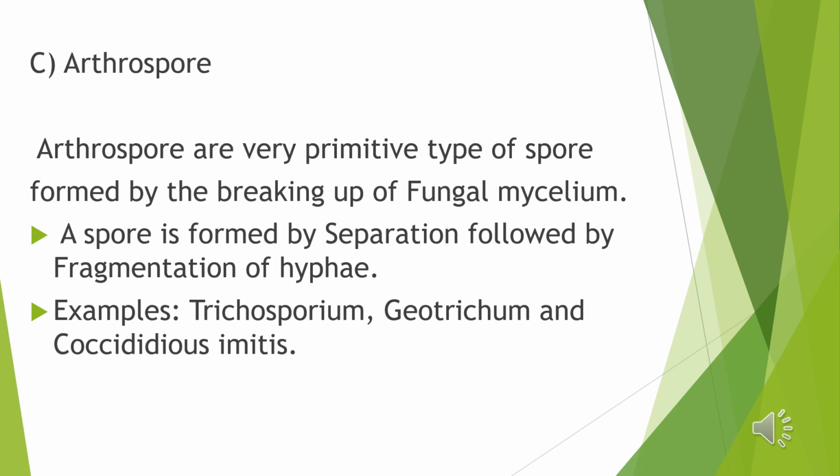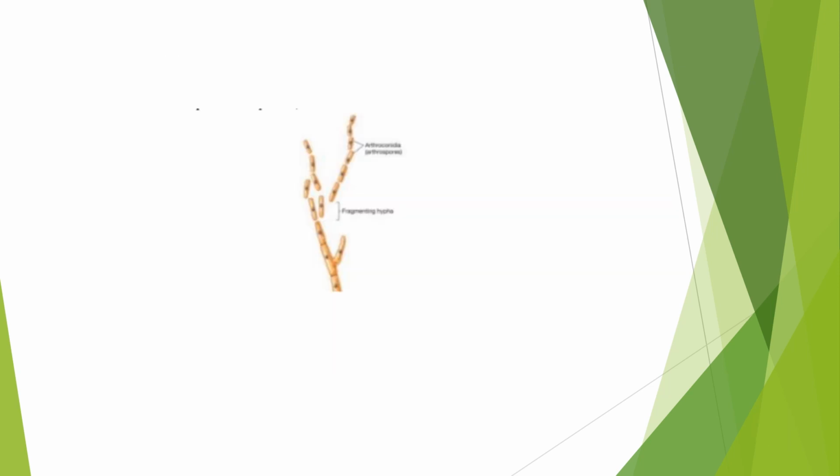Let's see how arthrospores are produced. They are formed by breaking up the mycelium of fungi. The spores are formed by separation, followed by the fragmentation of hyphae. The examples of arthrospore formers are Trichosporon, Geotrichum, and Coccidioides immitis.